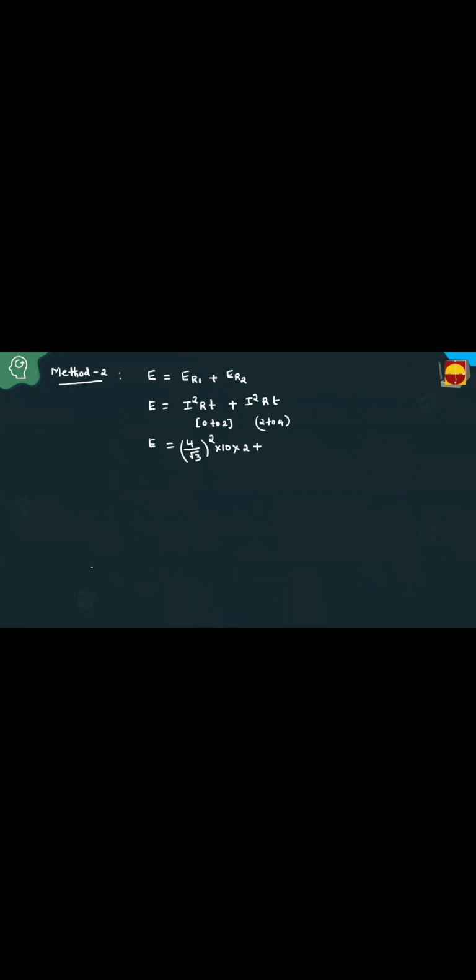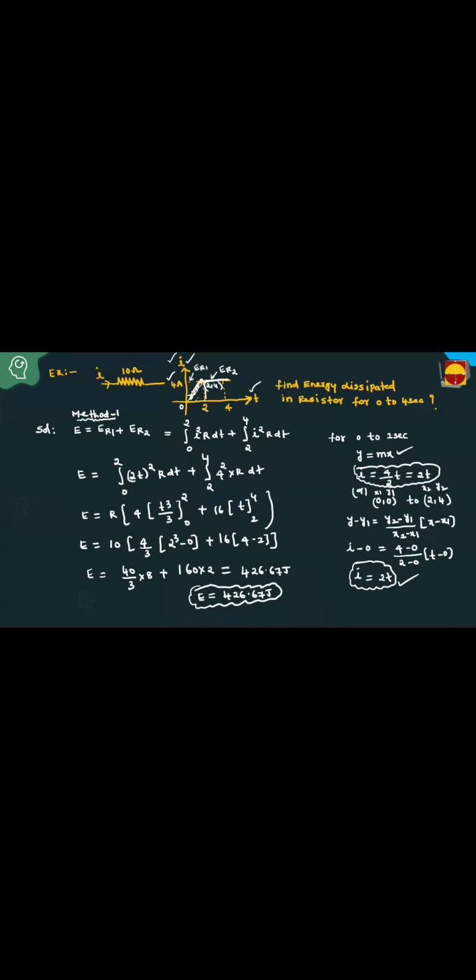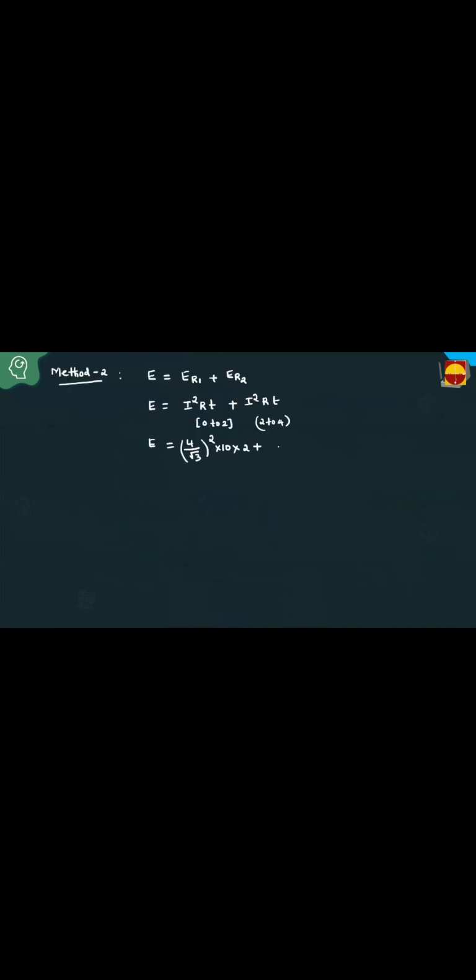For 2 to 4 seconds, what is the current? Current is constant. How much? 4 amperes. That is 4 square into R is 10. 2 to 4 seconds also the difference is 2 seconds. Then what is E equal to? That is 16 by 3 into 10 into 2 plus this is how much? 320. This is correct? 320.